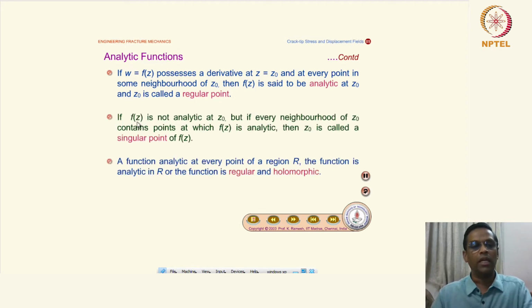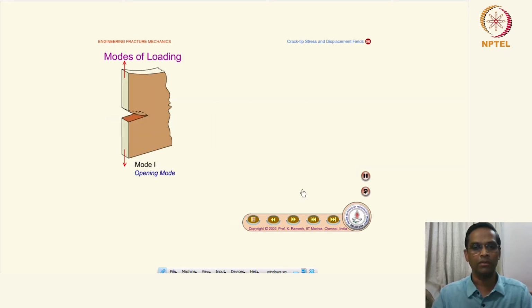If function f of z is not analytic at z naught, but every neighborhood of z naught contains points at which f of z is analytic, then z naught is called a singular point of f of z. A function analytic at every point of the region R is analytic in R, or the function is regular or holomorphic. These are some of the definitions in analytic functions, just to keep in our knowledge. So now we will look at what the modes of loading are.